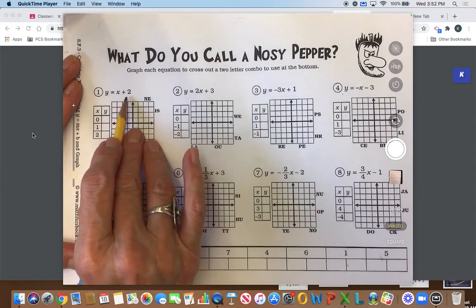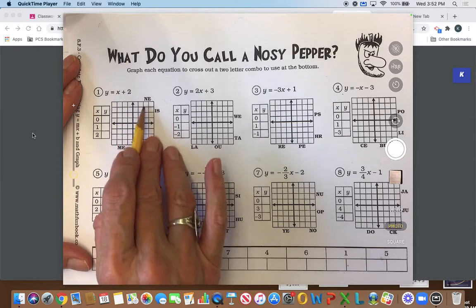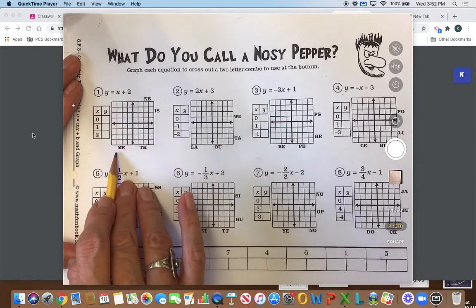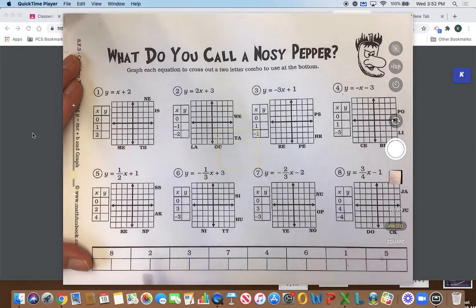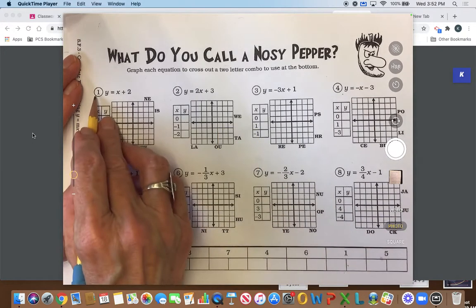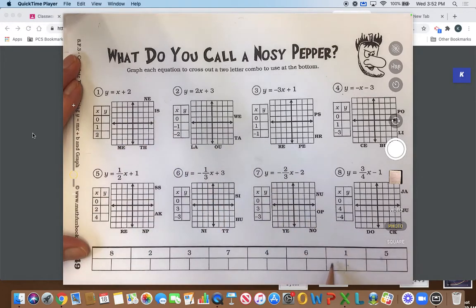So once we graph this line, it's going to cross out one of those two-letter combos, and then whichever one is crossed out will be the one that we put at the bottom. So for problem number 1, we would put it down here, the two-letter combo.